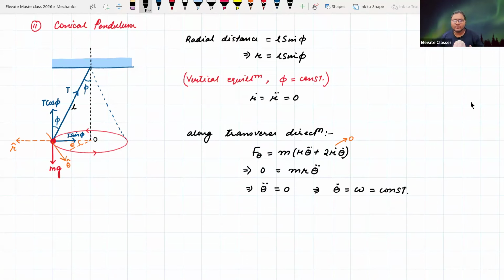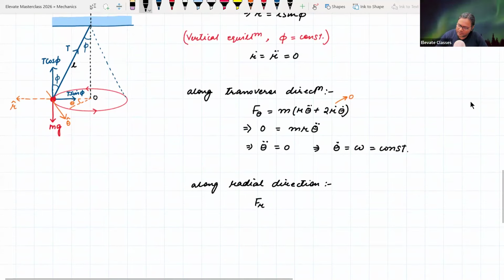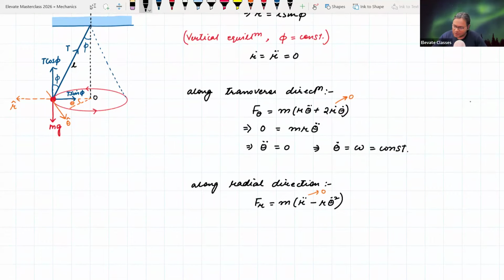So vertical equilibrium का मतलब है the angular frequency of these oscillations, omega, it is a constant of motion. जिसके साथ वो ऐसे जा रहा है वो constant है, ठीक है? Now let's look along the radial direction. What is along the radial direction? So Fr is equal to m (r double dot minus r theta dot square). So what is r double dot? 0. So what is the force along the radial direction?